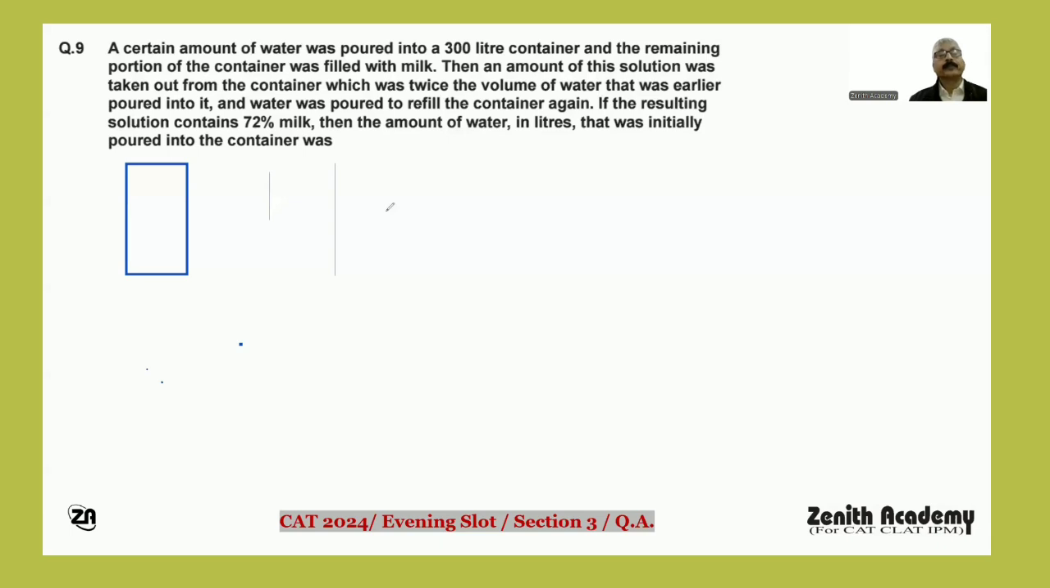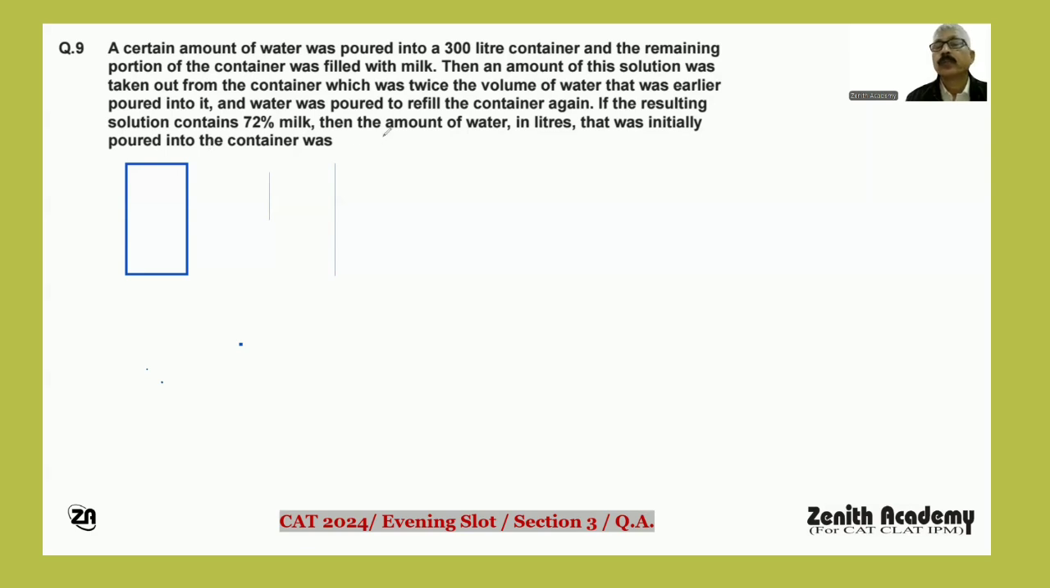This is your question number 9. A certain amount of water was poured into a 300-liter container and the remaining portion of the container was filled with milk. Then an amount of this solution was taken out from the container, which was twice the volume of water that was earlier poured into it. And water was poured to refill the container again. If the resulting solution contains 72% milk, then the amount of water in liters that was initially poured into the container was?